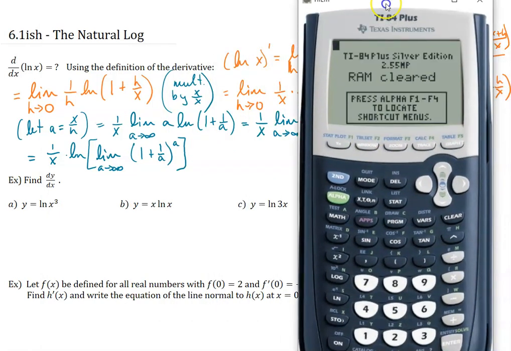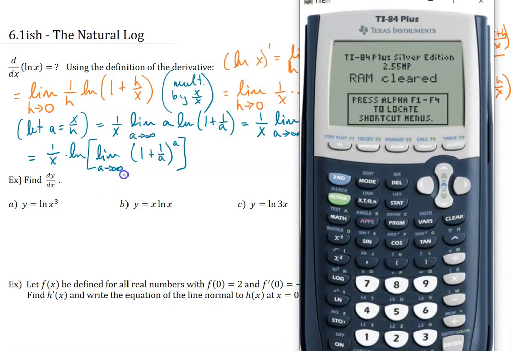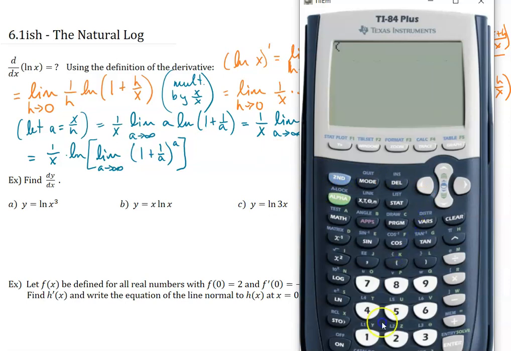Okay, so obviously I can't plug in infinity, but I'm going to plug in a big number into this expression. I'm going to do 1 plus 1 over that number, raised to that number. So I'm going to write this as 1 plus 1 over, and I'm going to use 5 nines, in parentheses, raised to the 5 nines, 99,999, pretty big number. And then I'm going to do it again with a bigger number: 1 plus 1 over 999,999.